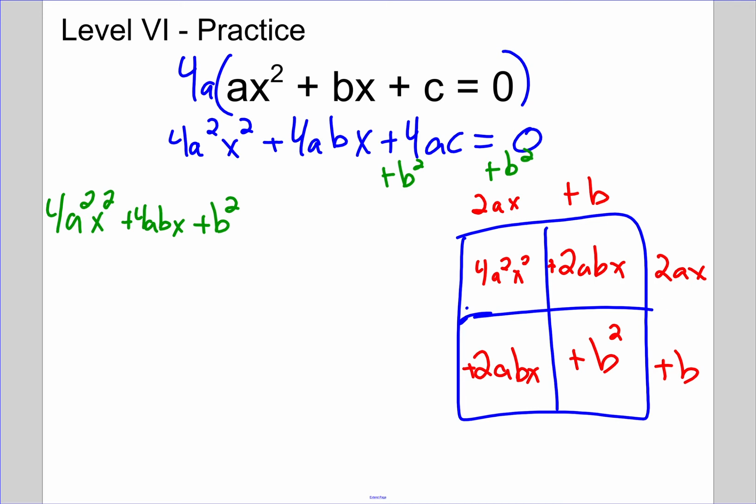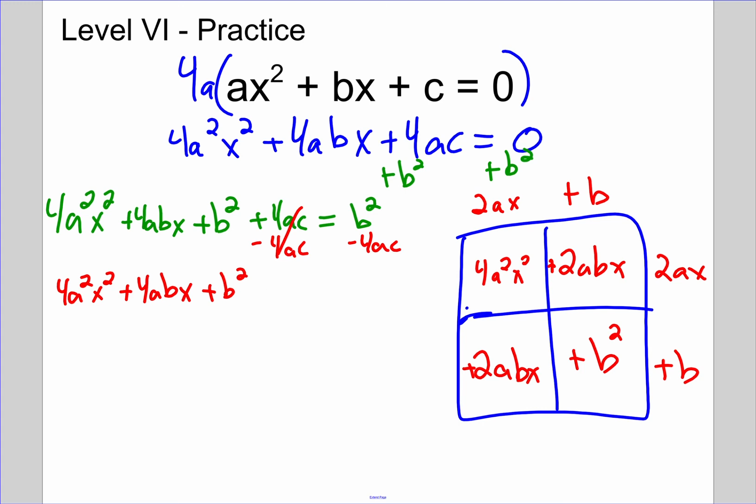And that's our perfect square over here: 2ax plus b, quantity squared. That's going to be this term right here. But we also have this 4ac, and that's all equal to b squared. So that's what we've got. Lots of different options, but what we'll do is get rid of the 4ac from the left side. So we'll subtract that, giving us 4a squared x squared plus 4abx plus b squared, and that's equal to b squared minus 4ac.